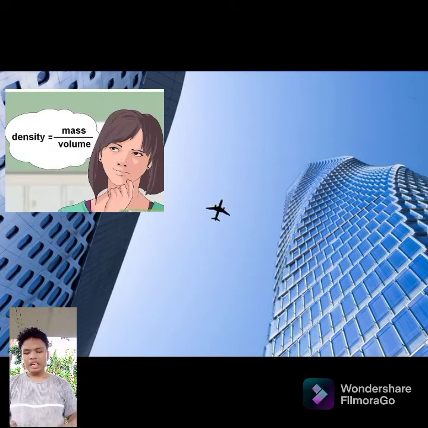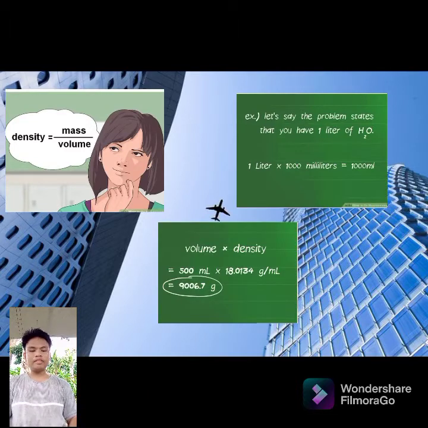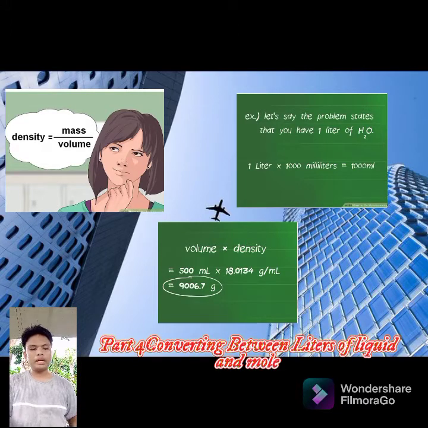Fourth topic, converting between liters of liquid and moles. First, look up the density of the liquid. If the density is not given within the problem, you may have to look it up in a reference text or online. For the second step, convert the volume to milliliters. To convert the volume of liquid to mass, you will need to use the density of the liquid. Density is given in grams per milliliter. Therefore, the volume of the liquid needs to be in milliliters to convert.